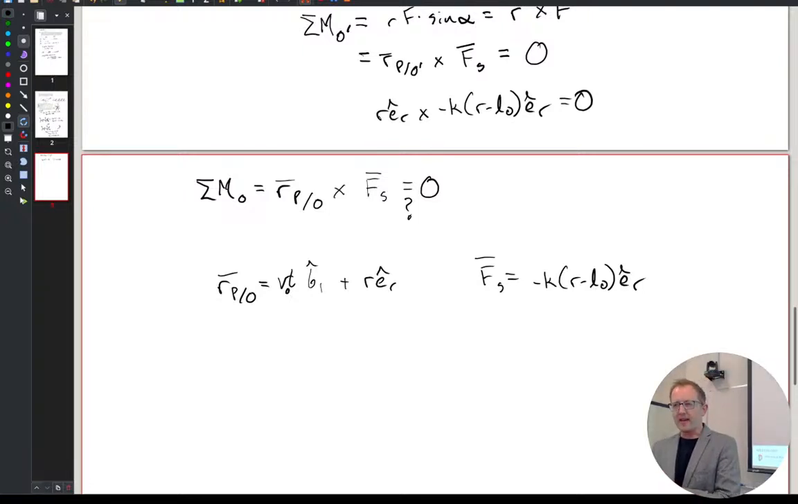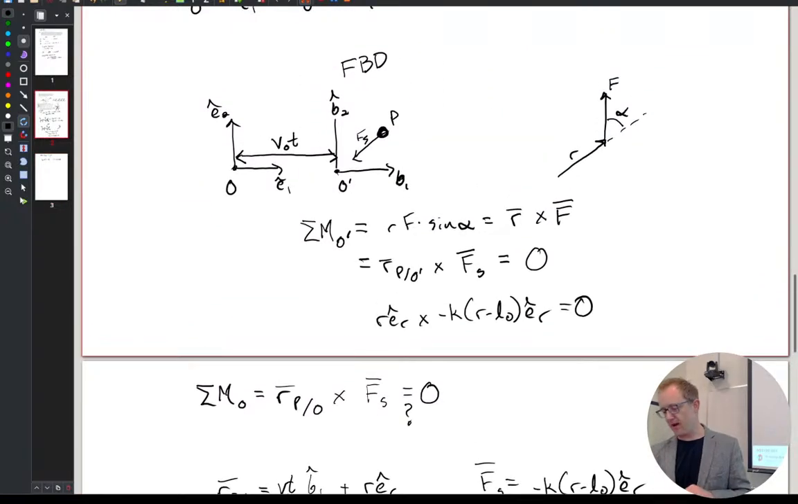So what do we think? Still 0 or not 0 so far for the moment around O rather than O prime? We have a spring being pulled to O prime, and we're looking at moment around O. Yeah? Wouldn't it not be zero because there's a component that isn't ER?